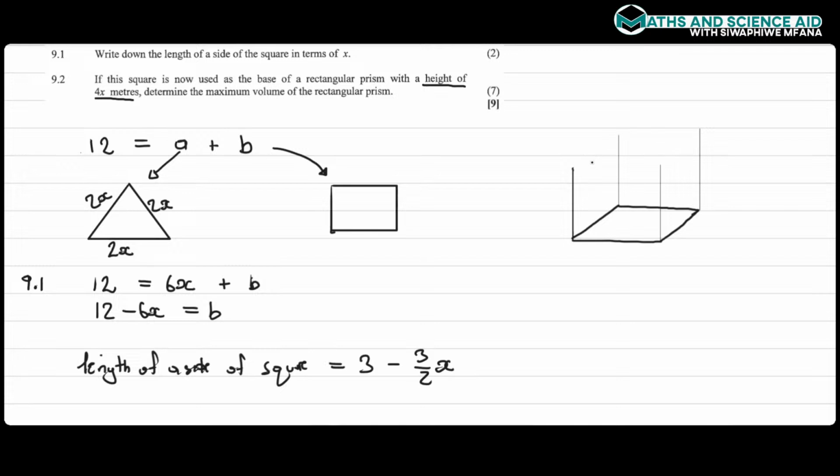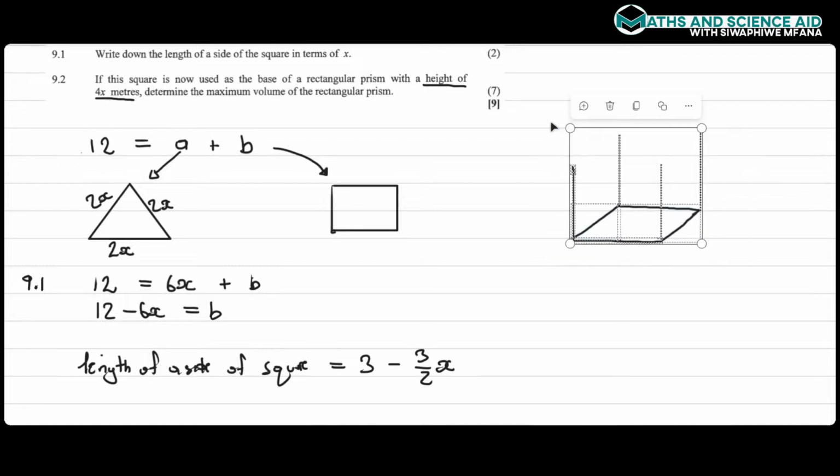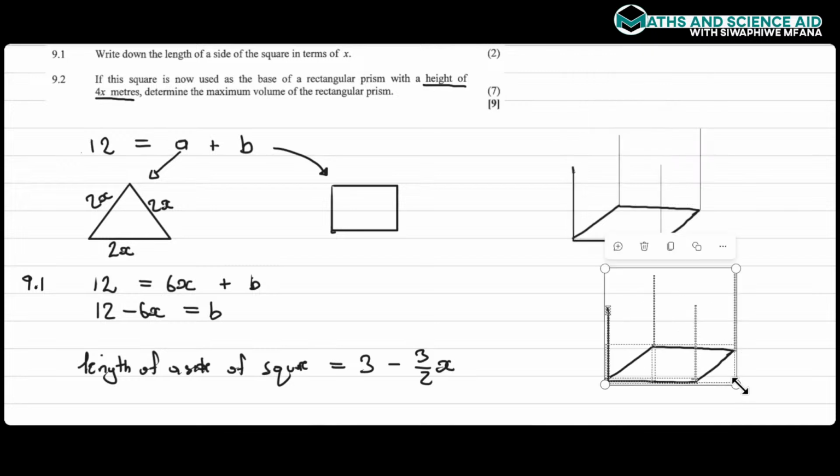Oh, but it doesn't look like a rectangular prism. Let's make it more convincing. I think let me just copy this and paste. Oops, what's this now? Is there an option to duplicate? Yeah, let's duplicate this, and then I don't know if actually it's gonna do what I want. Okay, not exactly, but I'm just gonna join these like this.